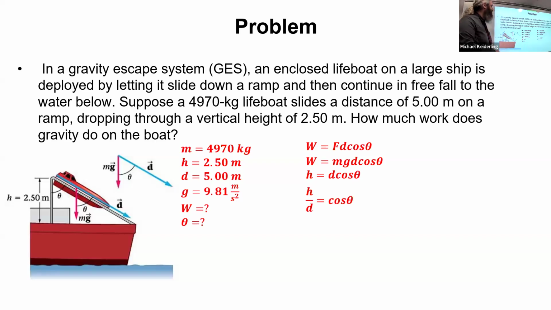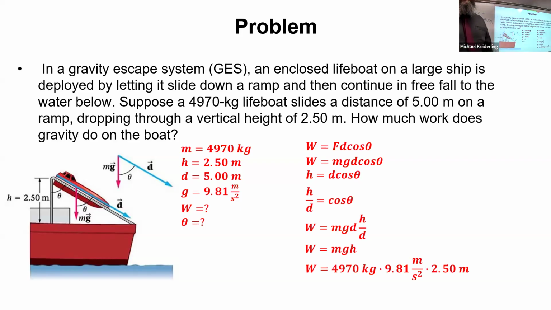Given that height is d cosine theta, height over d is cosine theta. We can plug in height over d for cosine theta. We get work as mgd times height over d. Work ends up being mgh. The work done by gravity is mass times g times the height that you travel downwards. So 4,970 kilograms times 9.81 meters per second squared times 2.5 meters is 122,000 joules.